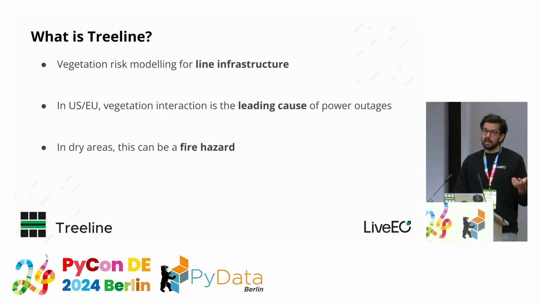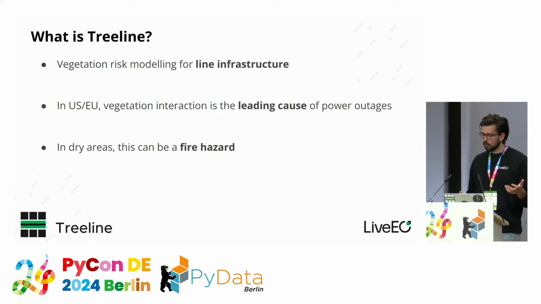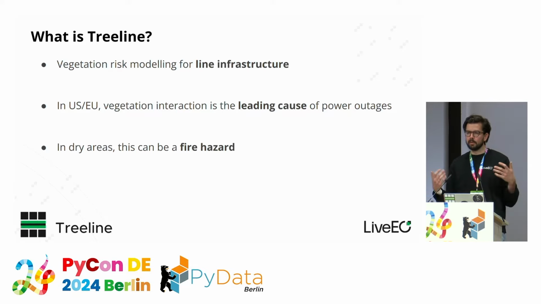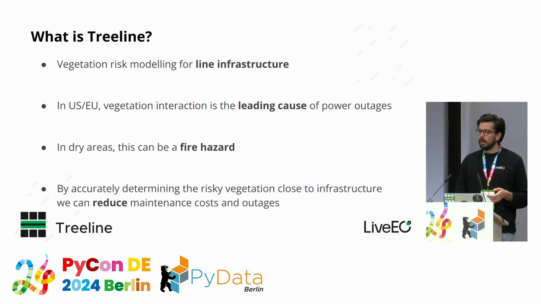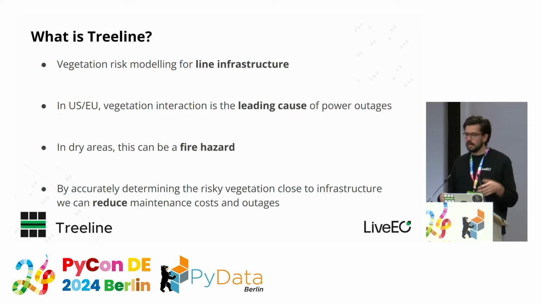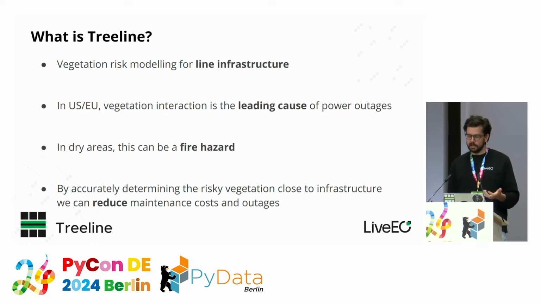So in dry areas like California or Texas, for example, the interaction of vegetation with power lines, as an example, can even cause fires. And this can, of course, be a large problem for these companies, as they can be held liable if they've been found to be negligent in these cases. And I hope I've said that, by accurately determining the risk that vegetation poses to infrastructure, we can reduce the maintenance costs that these customers face, and we can reduce outages.